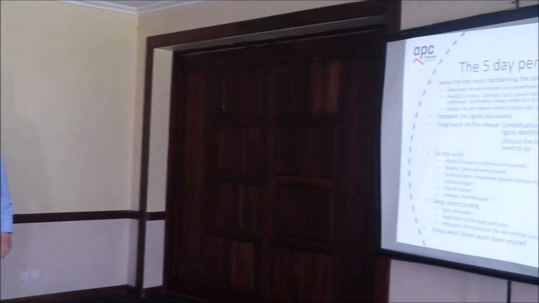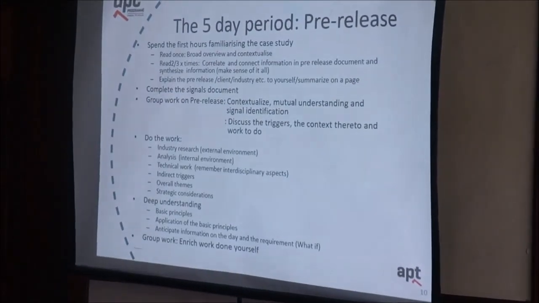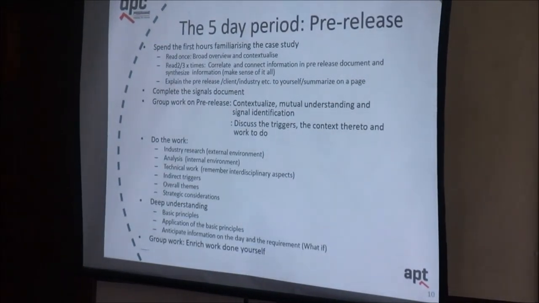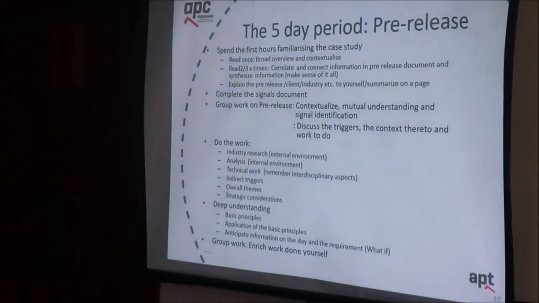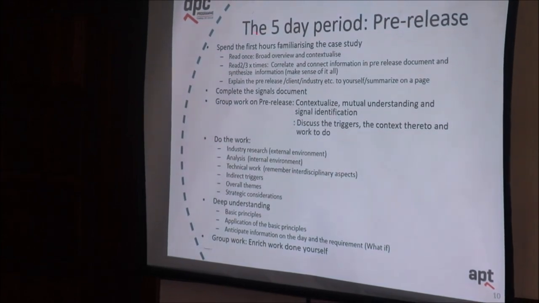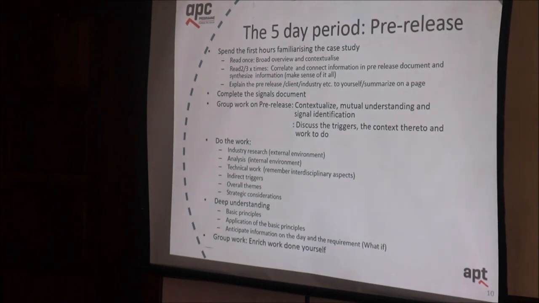All right, so firstly, what we've got to do is do a broad overview and contextualize. So we've got to have an understanding as to what that industry is. You've got to read through it, and that doesn't mean just reading through it once. You've got to go through it two or three times, making sure that you have an understanding as to what's going on. What are the issues? What are the problems that are coming through? And of course, what that then means is that we can start identifying those signals and triggers.